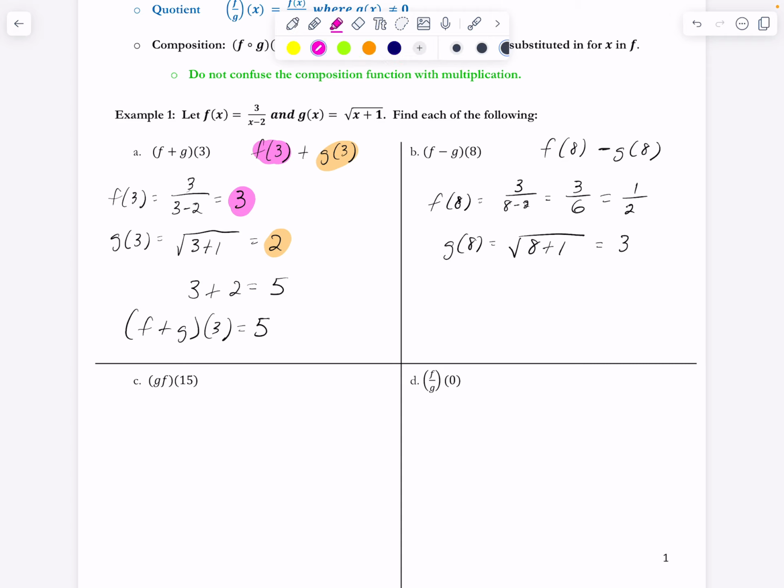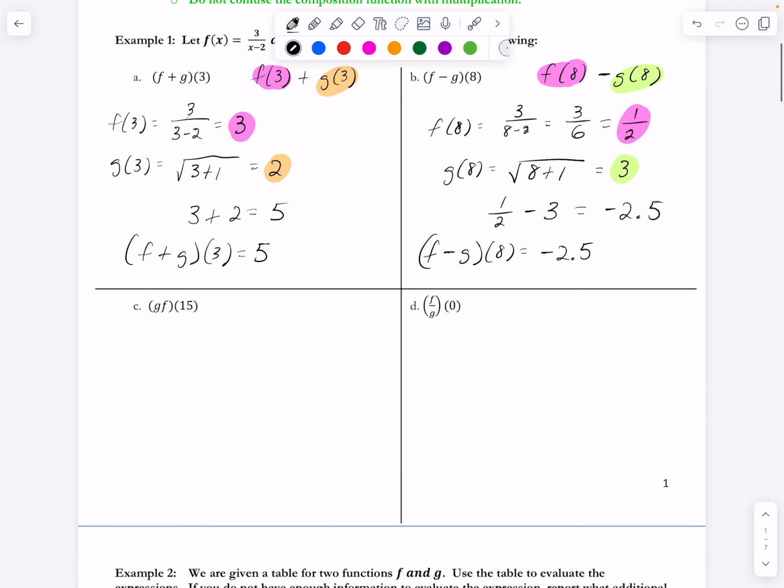So just like before, we have f of 8 is 1/2. g of 8 is 3. But this time we're going to subtract them. So I'm going to write 1/2 minus 3. Again, you can leave this as a decimal. You can put it as a fraction. I don't care. It's up to you. But 1/2 minus 3 is negative 2.5. All right, so I'm going to write f minus g of 8 equals negative 2.5. All right, let's do the next one.